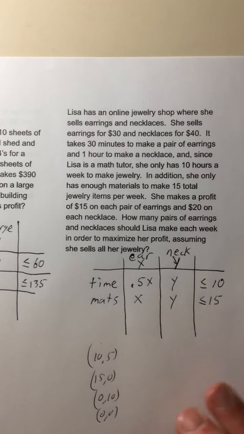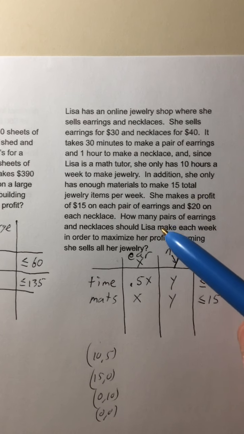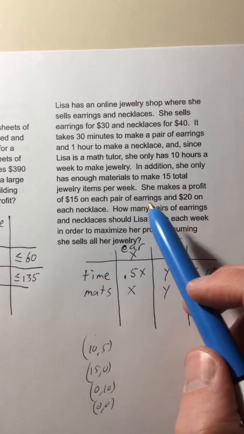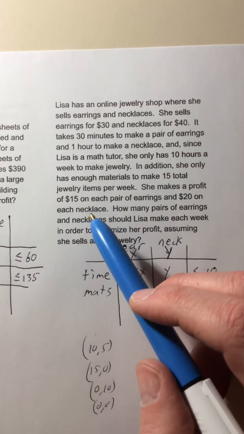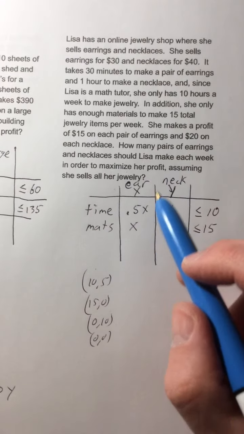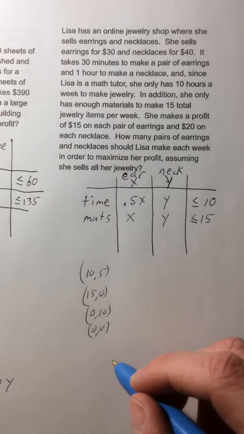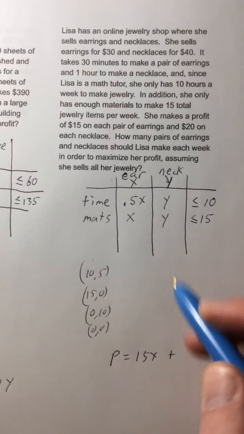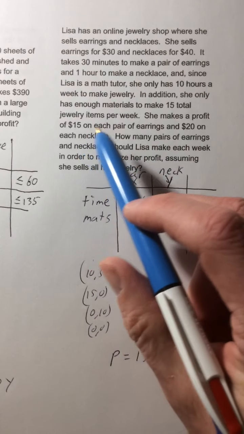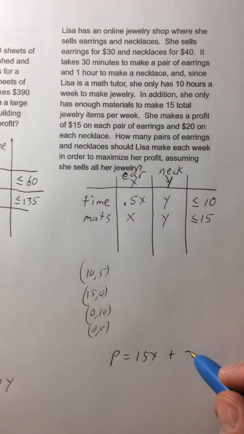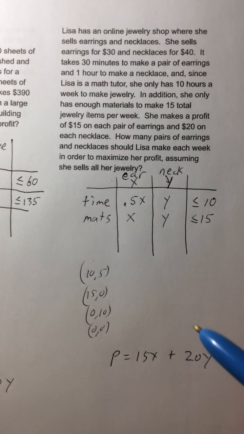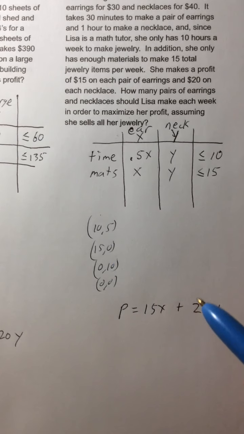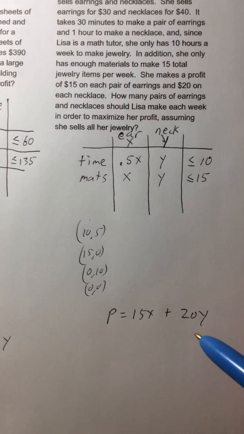All right, so now we have to go back to our equation right over here and create our profit equation. It says she makes a profit of $15 on each pair of earrings, 20 on each necklace. So that's going to be 15x, so profit equals 15x plus 20y. And again, in the interest of saving time, we would just plug these numbers right into here and figure out which one of them makes the greatest profit.